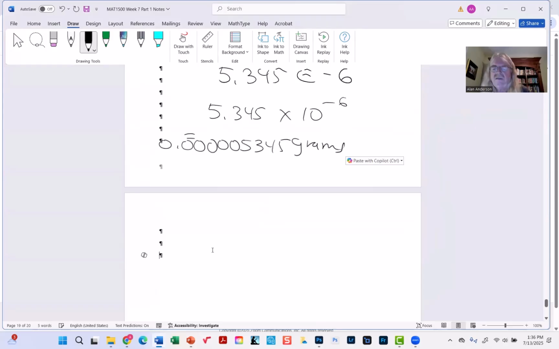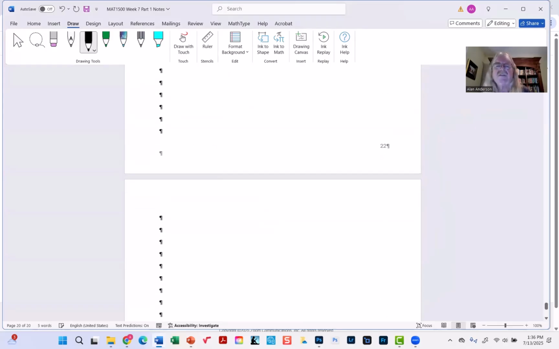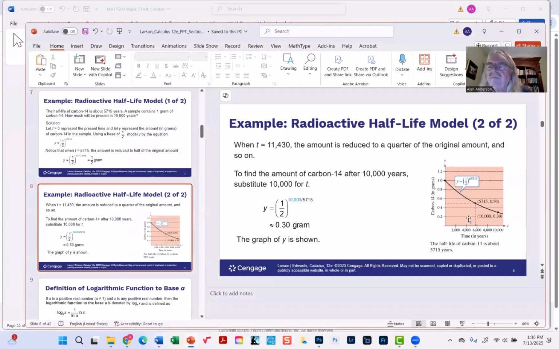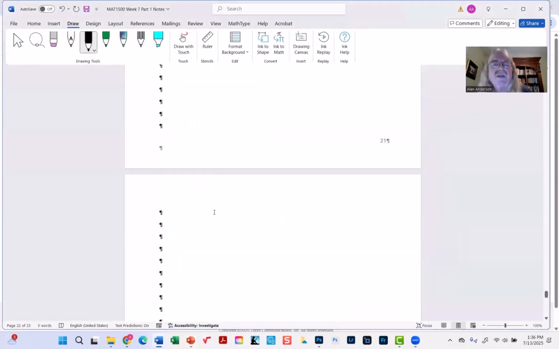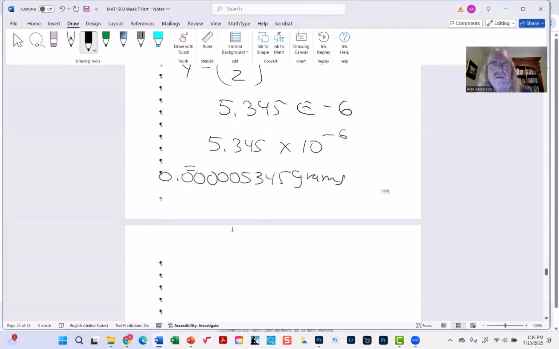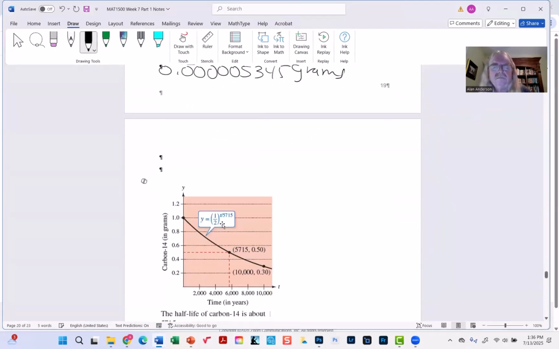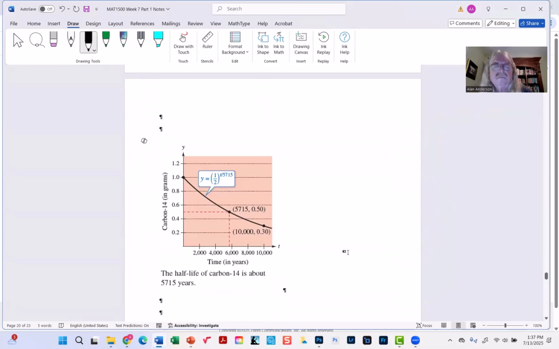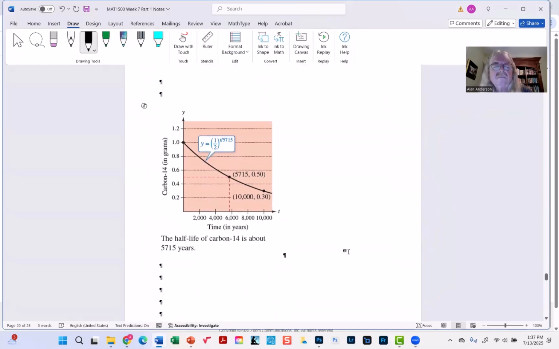All right. Now they have a graph here, so you can see how this is working. So they've got on the horizontal axis, let me just copy this so you can see it better. The horizontal axis is time in years. So that T variable is in years. And so this is what it looks like.